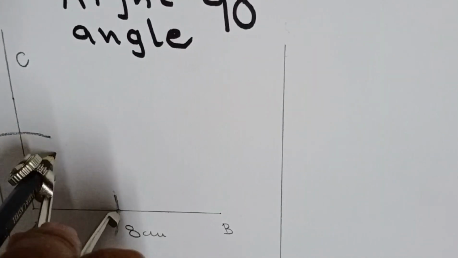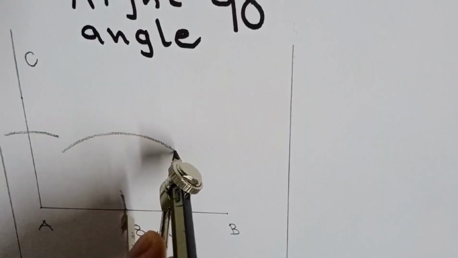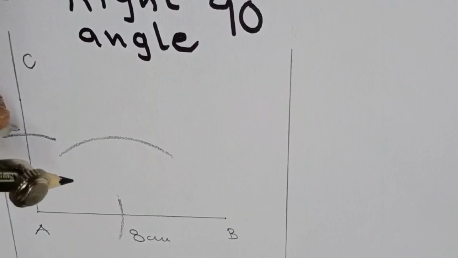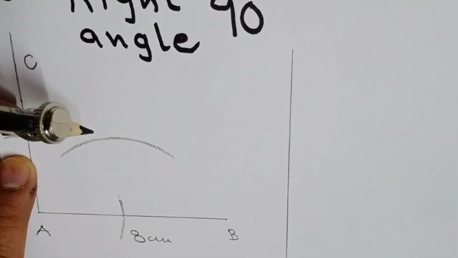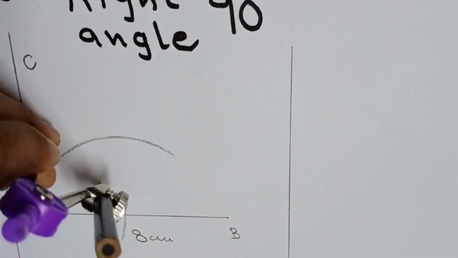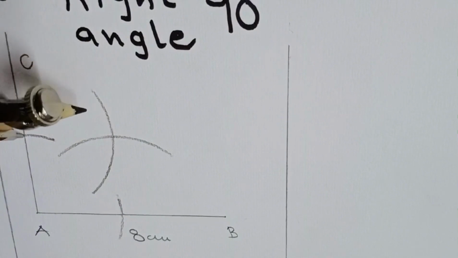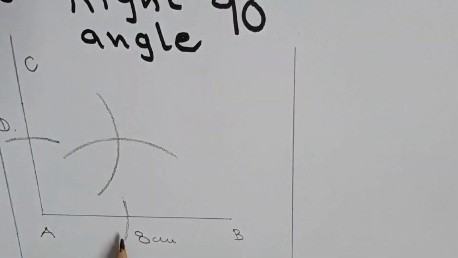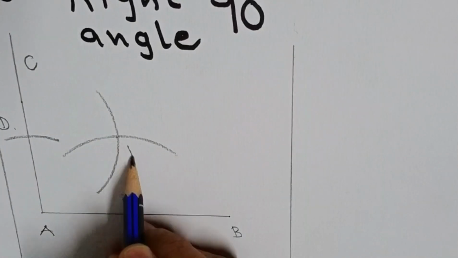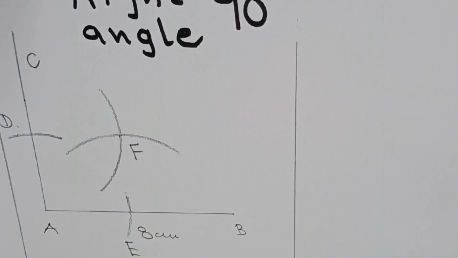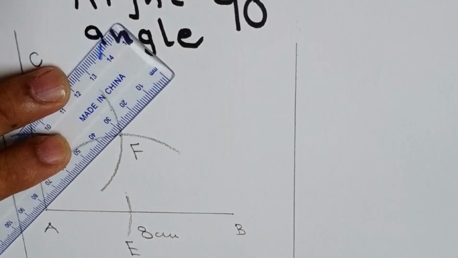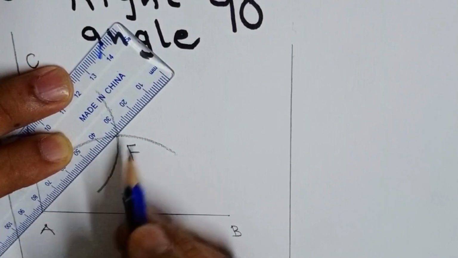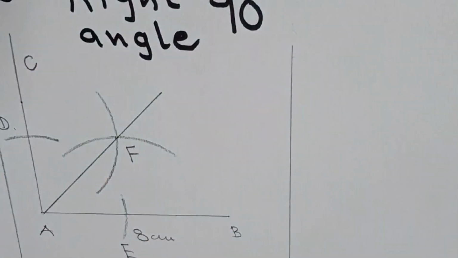So always you have to make a larger arc so that both arcs can easily intersect each other. Then again from your previous arc you have to make another arc, and you have to rotate it and intersect both arcs. Give names. It is C, I am giving a name, it is D, it is E, and this point is F. After that students, you have to take your ruler or scale and join this point of intersection with point A with a straight line. Join them and remove it.